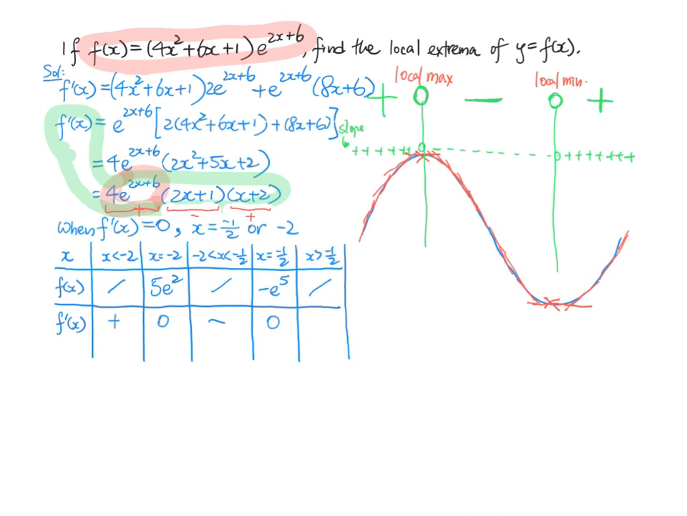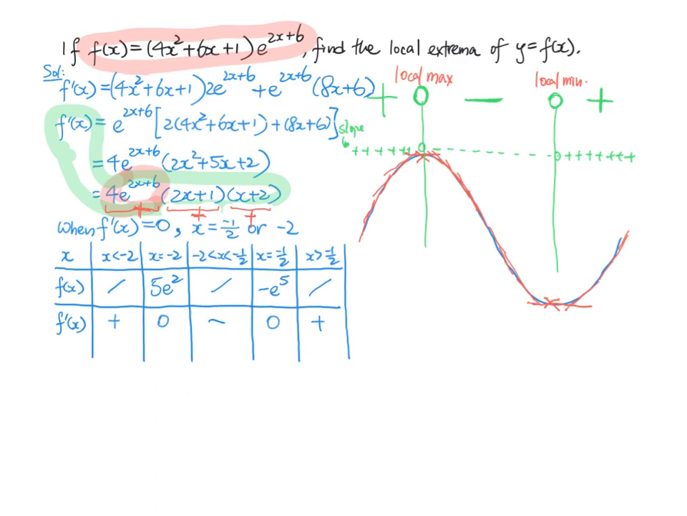For the last interval, I could pick 0, or I could pick positive 1000. If x equals to positive 1000, again, the first part is always positive. This would be positive, and this is also positive, which gives us positive here. So this looks exactly like what we have on the right here.